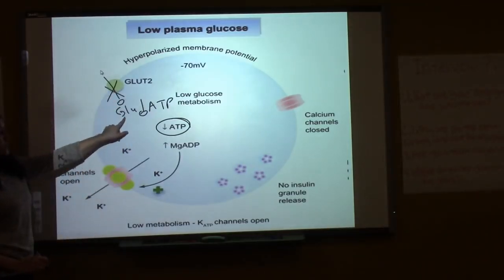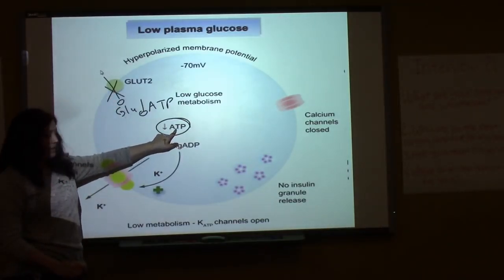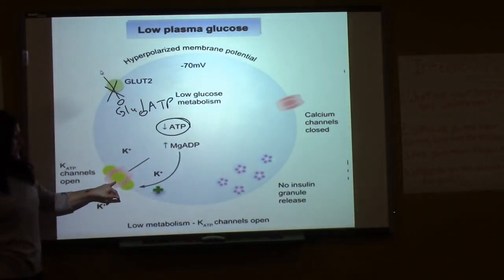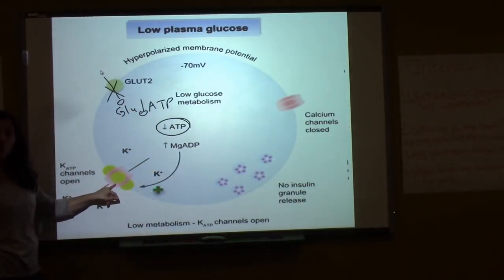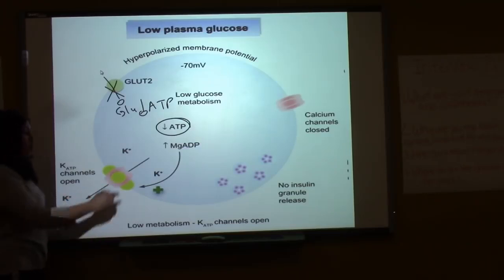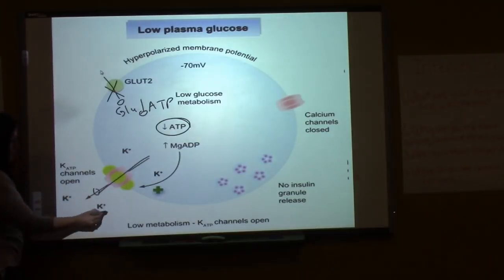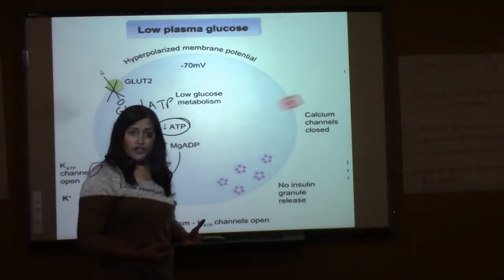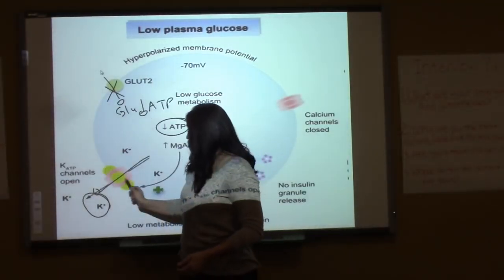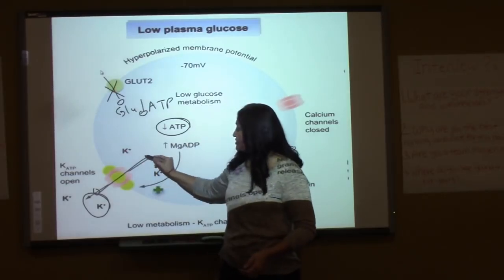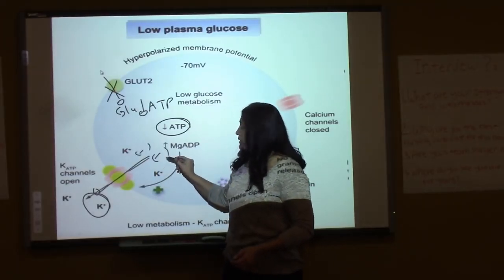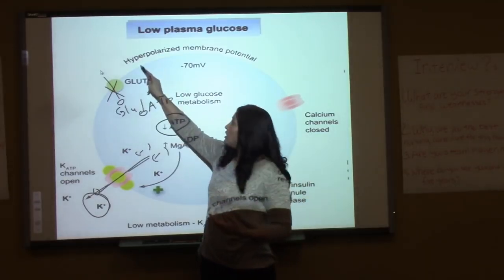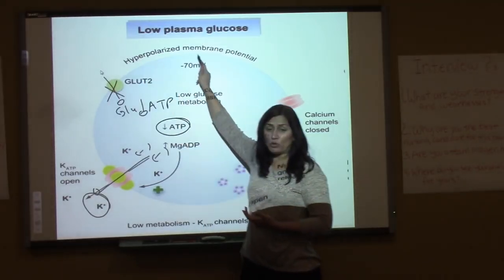So no glucose is entering, therefore low ATP. Because there's low ATP, the ATP-sensitive potassium channel remains open. Because this channel is open, potassium is leaving the cell. Potassium is a cation, so anytime positive charge leaves, it causes the interior of the cell to become negative. So the cell is negative, and in physiology we call it hyperpolarized.